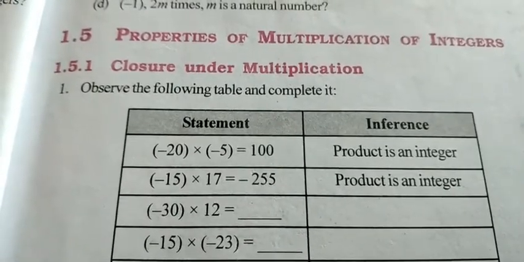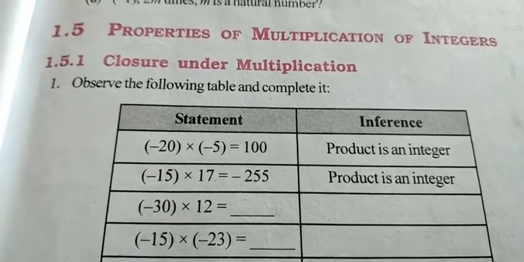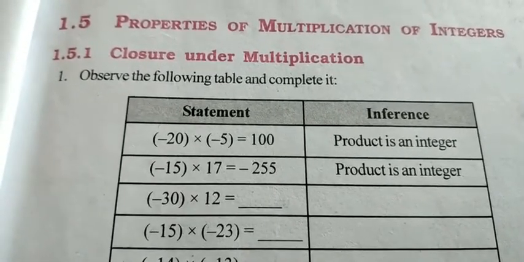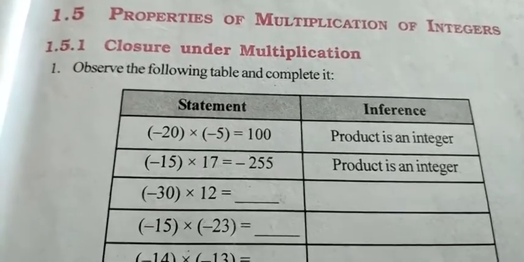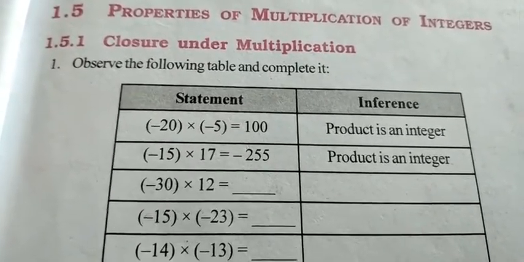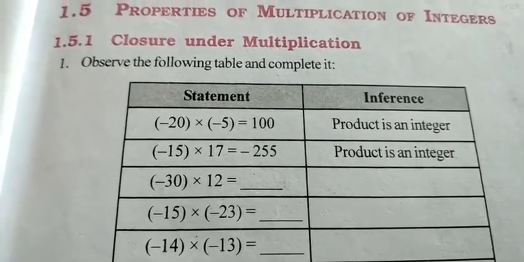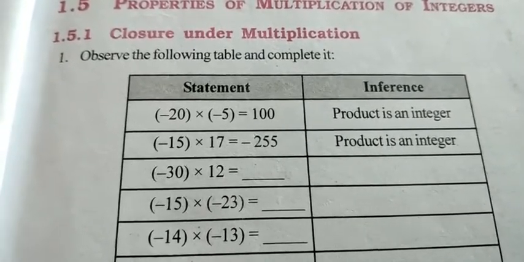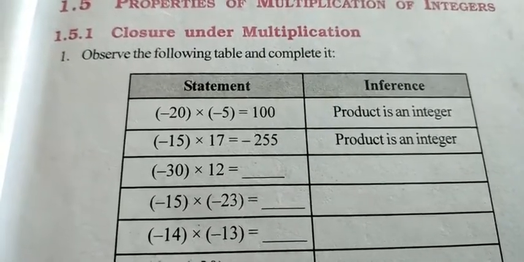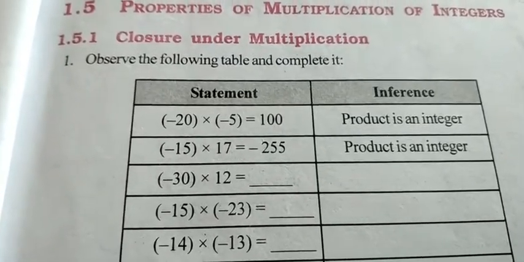Children, these properties will help you in multiplying the integers in an easier way. So you need to go through these properties. I know you might feel bored when you go through these properties, but you need to remember them and apply them while you are multiplying two integers. So the first one, let's see, closure.